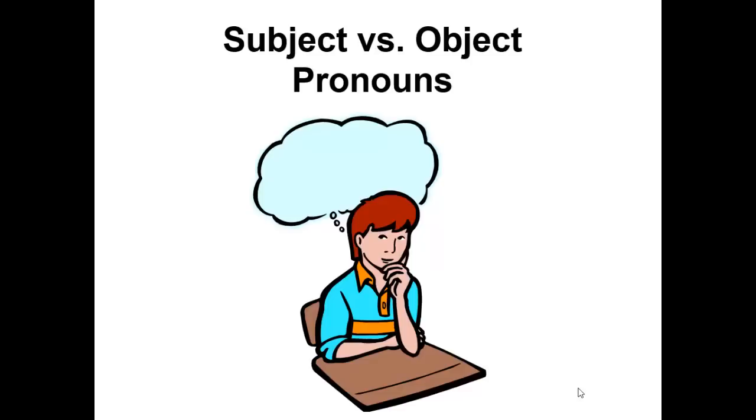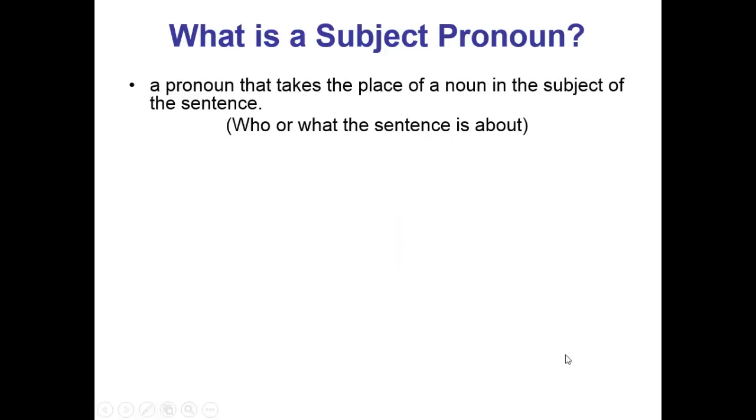Okay, boys and girls, we learned what a pronoun is and we learned to write pronouns. Today we're going to talk about what a subject pronoun and an object pronoun is. A subject pronoun is a pronoun that takes the place of a noun in the subject of the sentence, who or what the sentence is about.